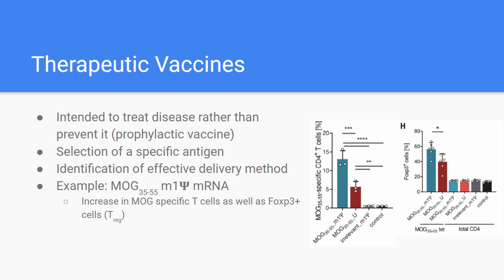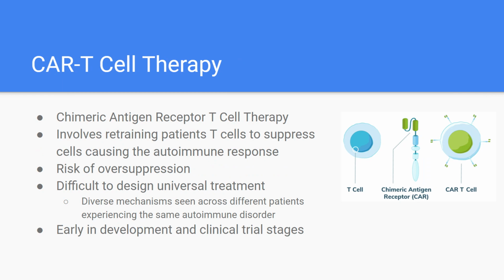So we see injection with the MOG 35 to 55 M1-Cy mRNA results in both an increase in MOG-specific CD4 T cells and FOXP3 plus T cells. These are both forms of regulatory T cells. That's great because we're boosting the numbers of Tregs, which is going to monitor the immune response and suppress autoimmune response. And finally, I'd like to talk about CAR T cell therapy.